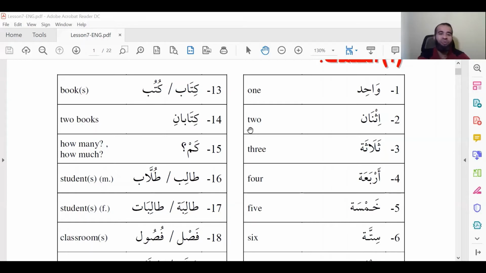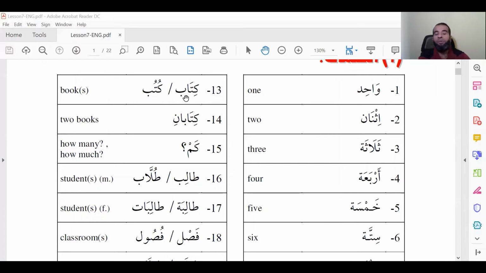So we don't have to use the number 2 before the noun. Kitaban means 2 books. You can also here use ithnan after that for confirmation, which means only 2, not more than 2. So 1 book is kitab, 2 books is kitaban. After that, you can say 3 books, 4 books, 5 books, ثلاثة books.